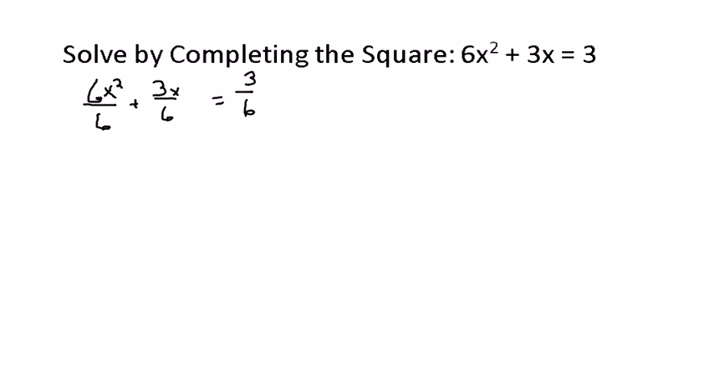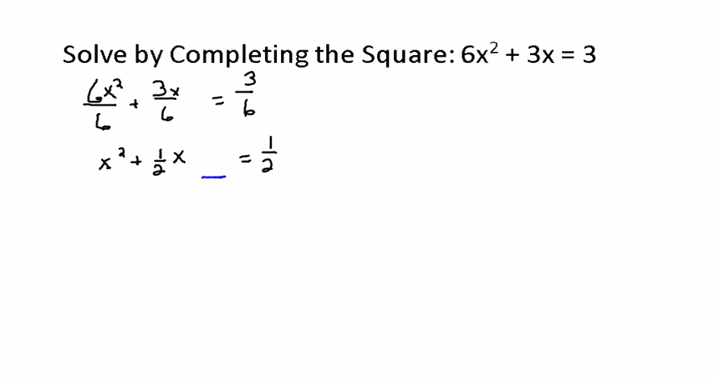So we have 6x squared divided by 6, which is just x squared. 3 divided by 6 is 1/2. And then we have 3 divided by 6 again. So completing the square is filling in right here the number that lets us factor the left side of the equation as a binomial squared.